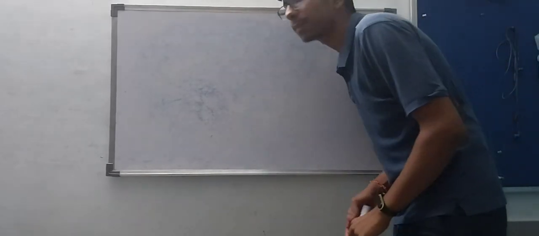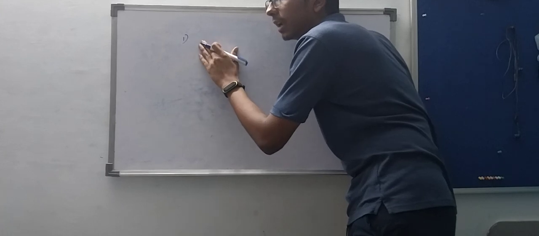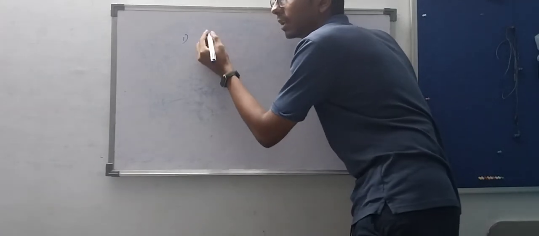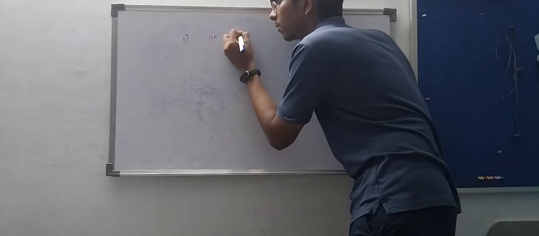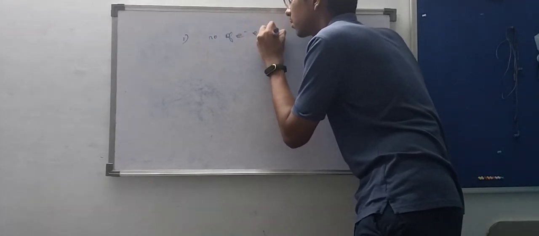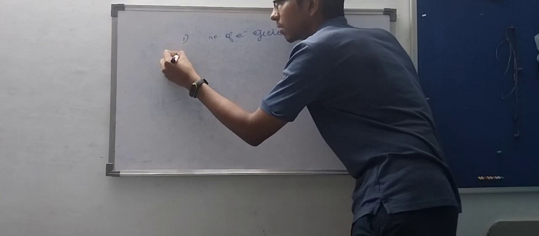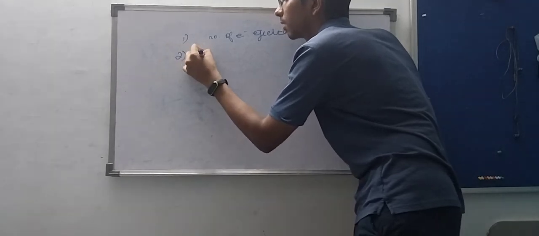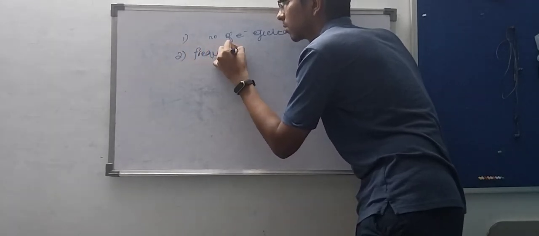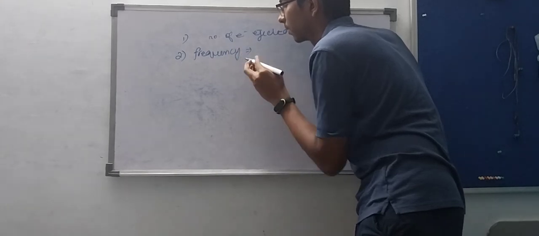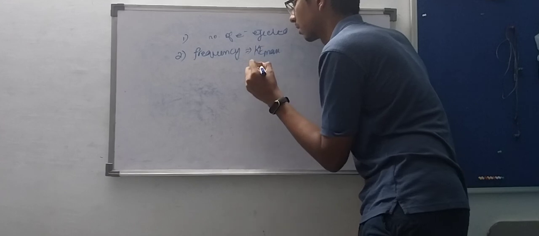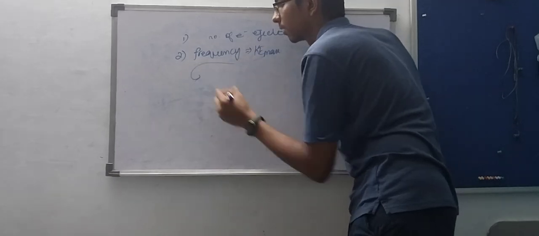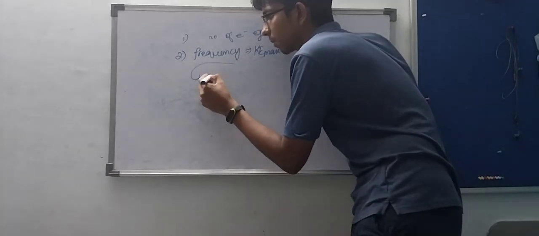To sum it up clearly, intensity is deciding the number of electrons ejected. Frequency is deciding the Ke max, and this Ke max is deciding the stopping potential.